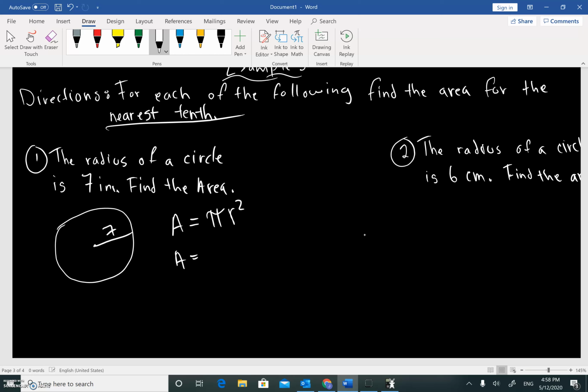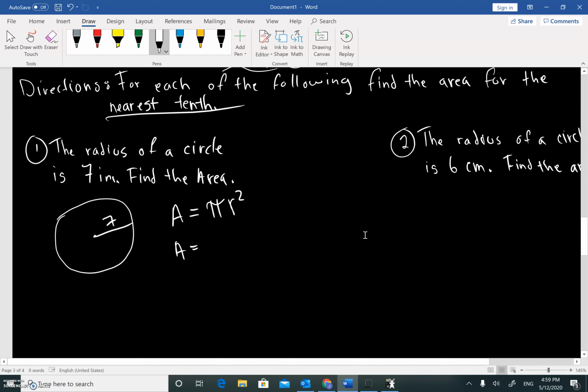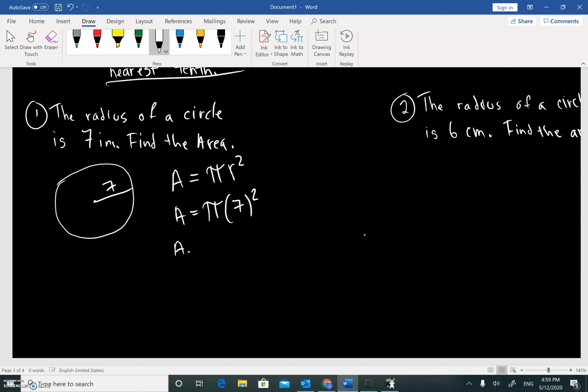So area is equal to, now in this case they gave us the radius already. We're not given the diameter. We're given the radius straight away. So all you have to do is substitute it in. So it's going to be 7 squared. Remember, 7 squared means 7 times 7. So if you put it in the calculator, it's going to give you the answer straight away, which is 49 pi.